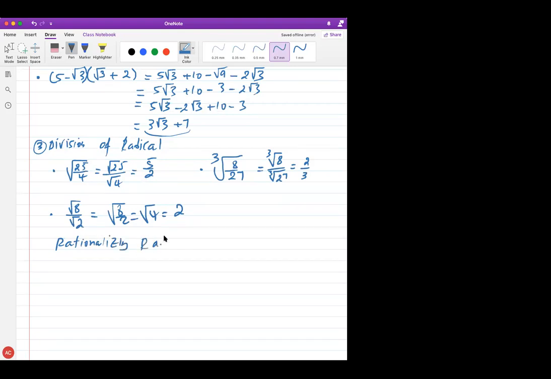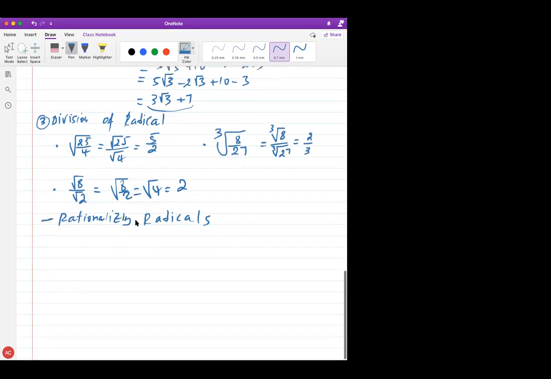There is a lot of interest in here. Remember the word. What this means is to rationalize a radical is basically to get rid of the radical from the denominator. That's all it means, to get rid of this one way or the other. We want to remove this from here. We don't want it. It can still be here, but it won't be here in the denominator.